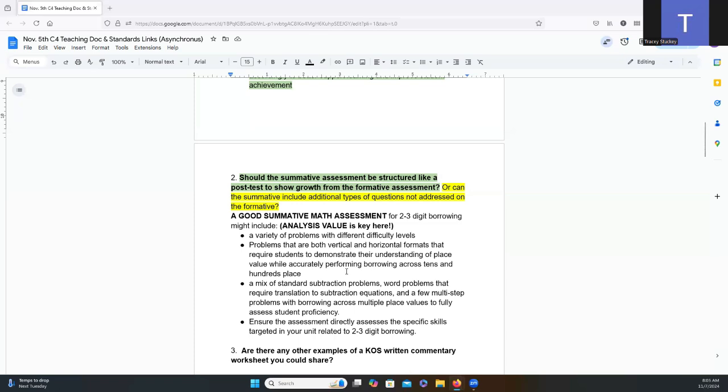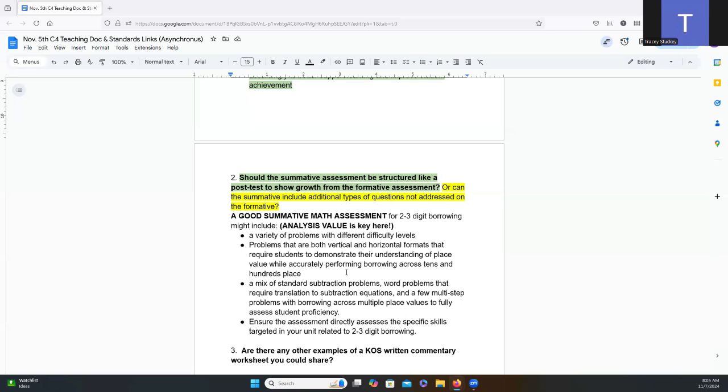Problems that are both vertical and horizontal formats. So if you only give kids the horizontal formats where you've set it up for them in place value and they haven't had to set anything up themselves, it's going to be a far easier exam. It's not going to give you as much analytical value than if they had to stack the problem themselves and work it out. I think a mix of standard subtraction problems, word problems that are going to require some translation from these equations of subtraction, some multi-step, maybe 1 multi-step problem.